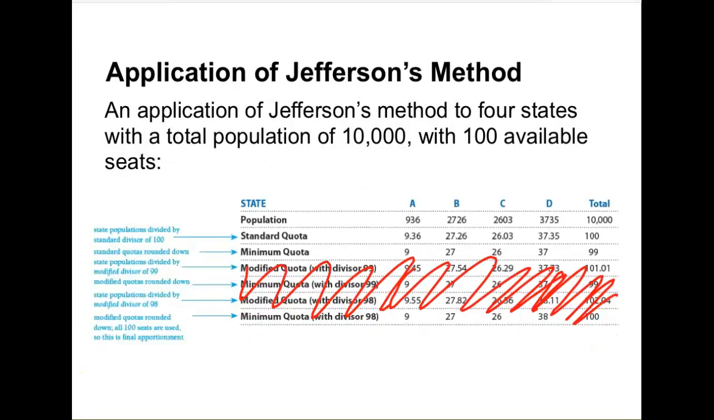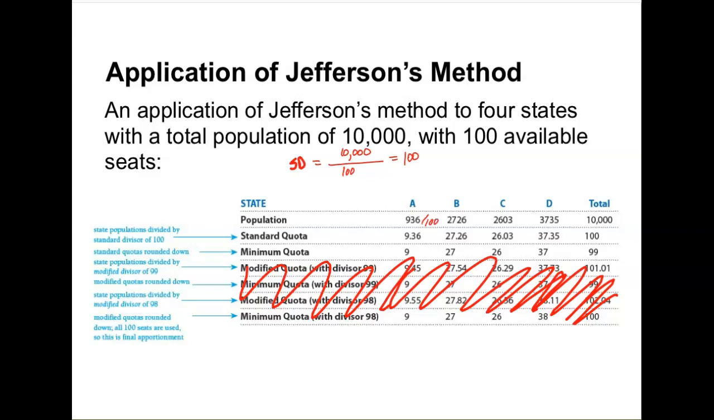So for Jefferson's method, we start with our state population. The first thing you would always do is you want to get your standard divisor, right? And your standard divisor is your country's total population divided by the number of seats that you have to give away. And so that gives me a standard divisor of 100. That's what I divide into every state's population to get its standard quota.